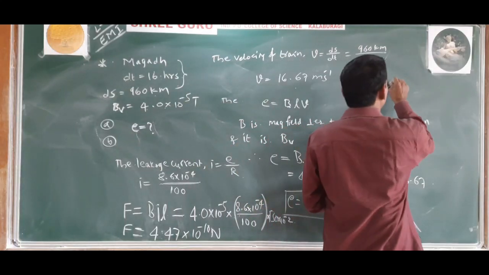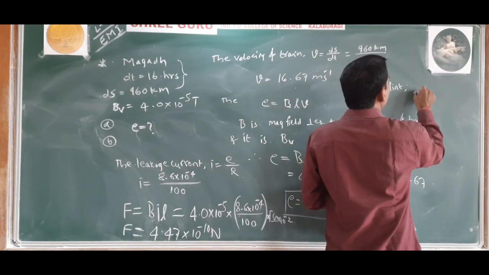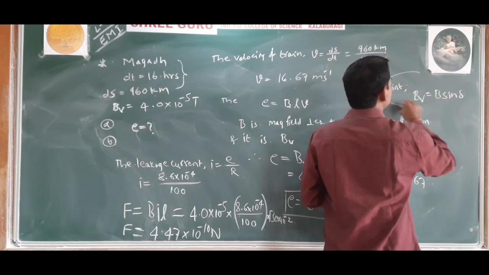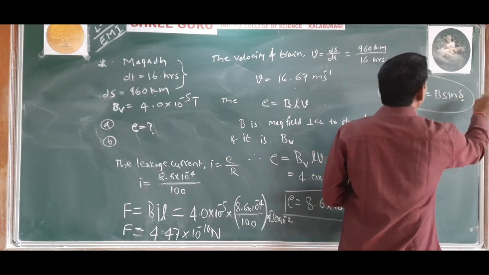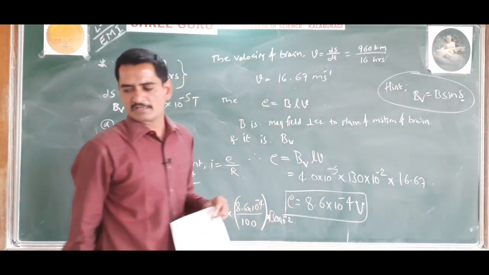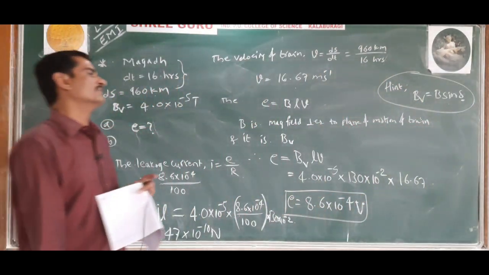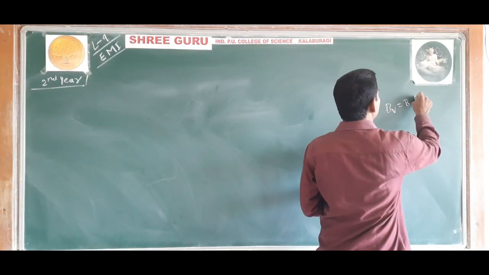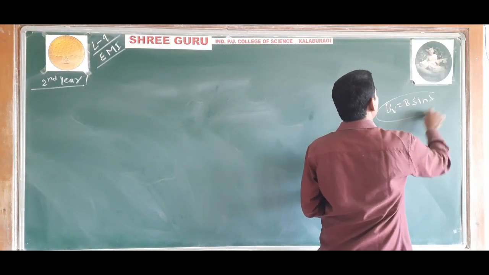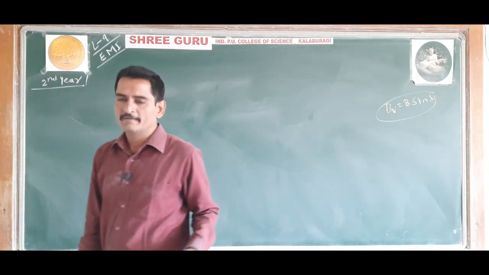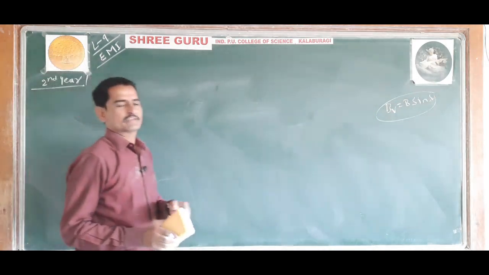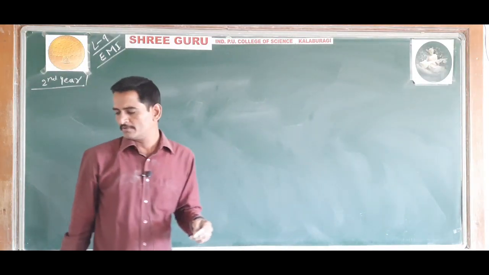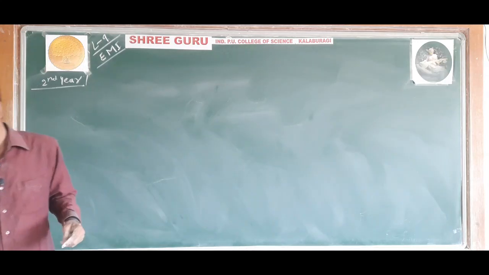So therefore, I will give the hint: BV is equal to B into sin delta, where delta is the angle of dip, which is given as 30 degree. Using the value of BV, you can find the motional EMF across the wings of the aeroplane. Understood? Okay, try to solve that numerical as homework.